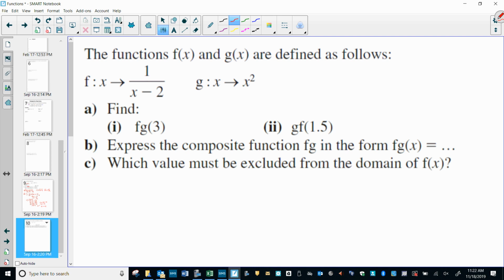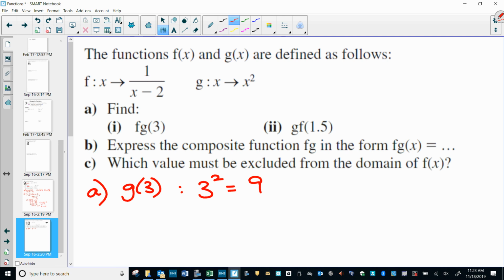Last one, let's go back to composites. So f and g are defined as follows, find f of g of 3. So do we remember when we've got fg, which one do we do first? g, the one closest to the brackets, good. So we're finding g of 3 first. So we're putting in 3 squared, which is 9. What do we then do with that number?